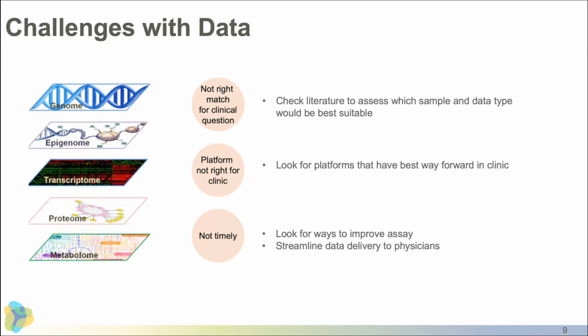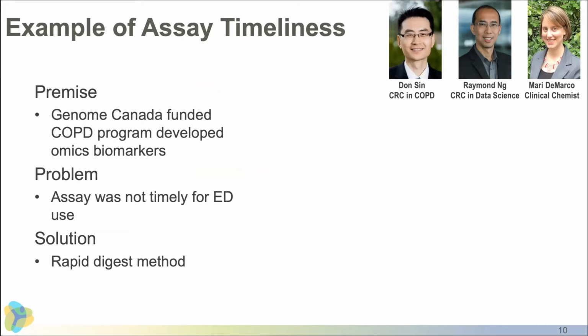Around these ways of improving the assay, I have an example from the Genome Canada funded COPD project that was led by Dr. Sin and Eng. Once we had a diagnostic COPD exacerbation assay, we went to Dr. Maury DeMarco to discuss ways of moving this into a mass spectrometer that is in the clinical laboratory. And we soon learned that this mass spectrometry would need an overnight digest, and that would not be usable in an emergency department setting. And so we needed a solution that had a rapid digest method.